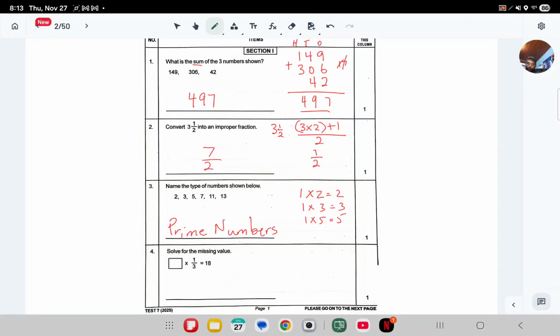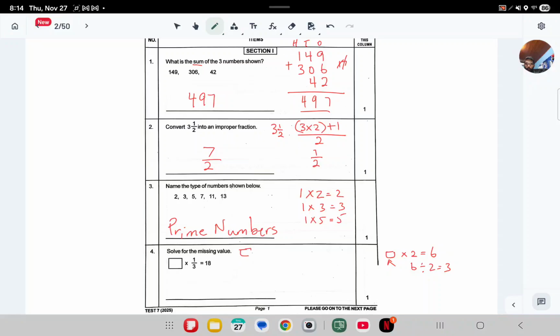Alright, number 4, solve for the missing value. Some number multiplied by 1/3 is equal to 18. This is similar to saying some number multiplied by 2 is equal to 6. And to solve for this number, we would take the 6 and divide it by the 2 to get 3.